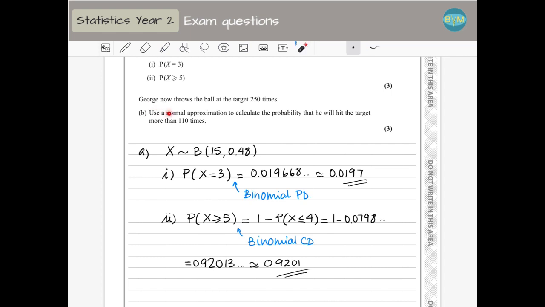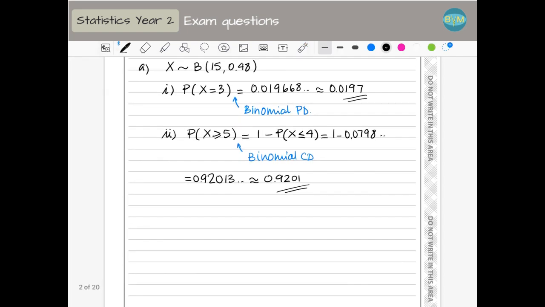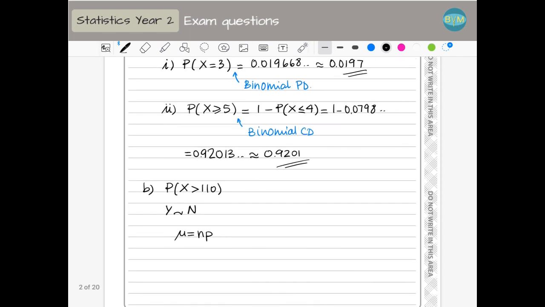Then George now throws the ball at the target 250 times. Use a normal approximation to calculate the probability that he will hit the target more than 110 times. So for part B, we need to find the probability that X is greater than 110 times. But we are approximating X by a normal distribution. Let's call it Y, just to call it differently. And in this normal distribution, the mean is going to be the mean of the binomial distribution, which is np, and the standard deviation is going to be the square root of np(1 minus p).